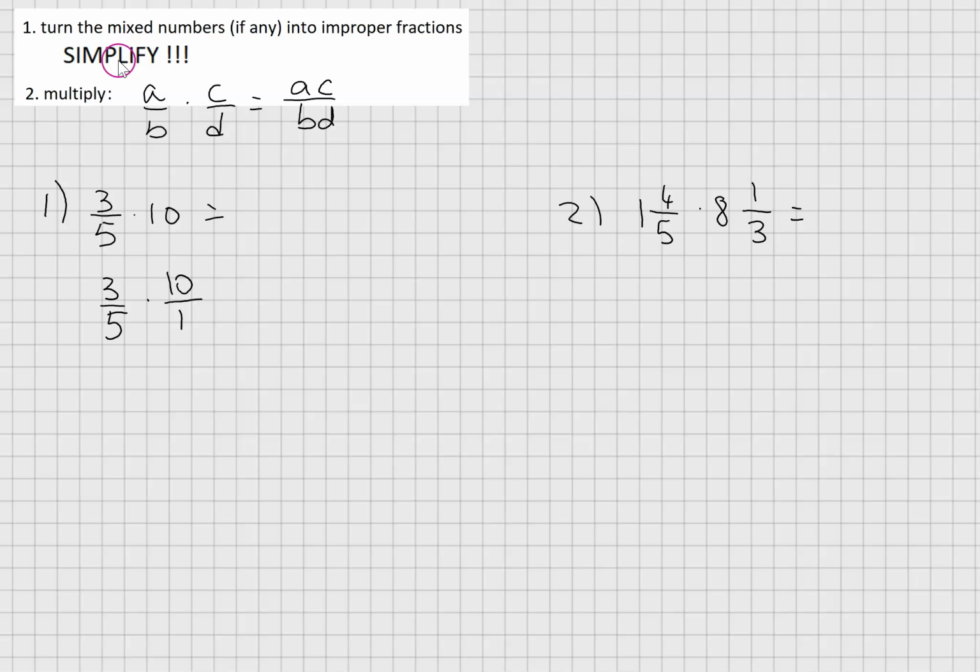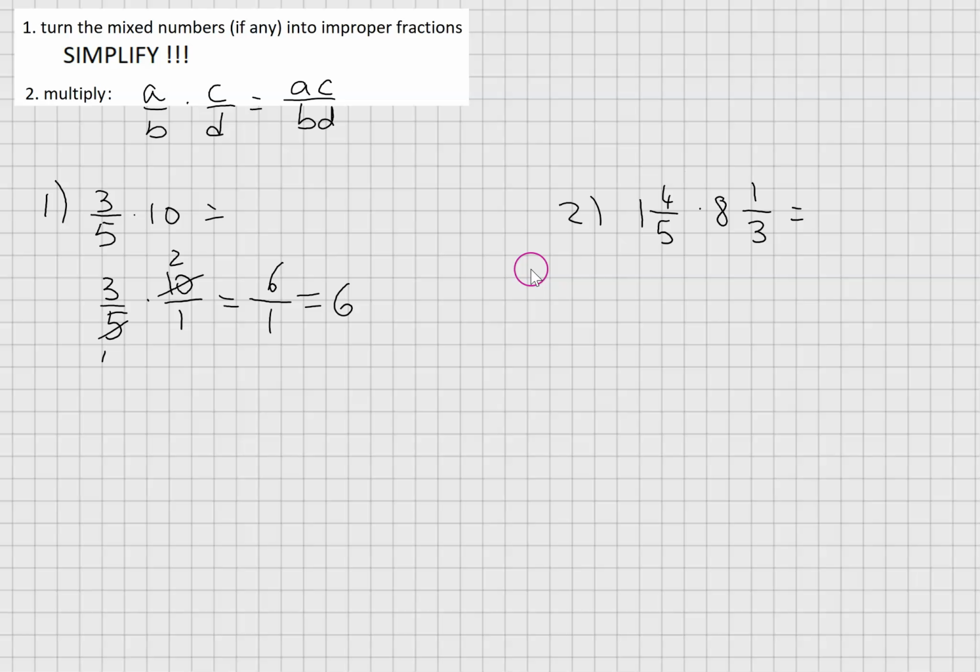Second step, to simplify if possible, can we? Yes. 5 and 10 both can be divided by 5. So 5 divided by 5 is 1. 10 divided by 5 is 2. Nothing to simplify anymore, so we can multiply the numerators to each other and the denominators to each other. 3 times 2, 6, over 1 times 1, 1. I usually skip the 1 times 1, I just go straight for 6.